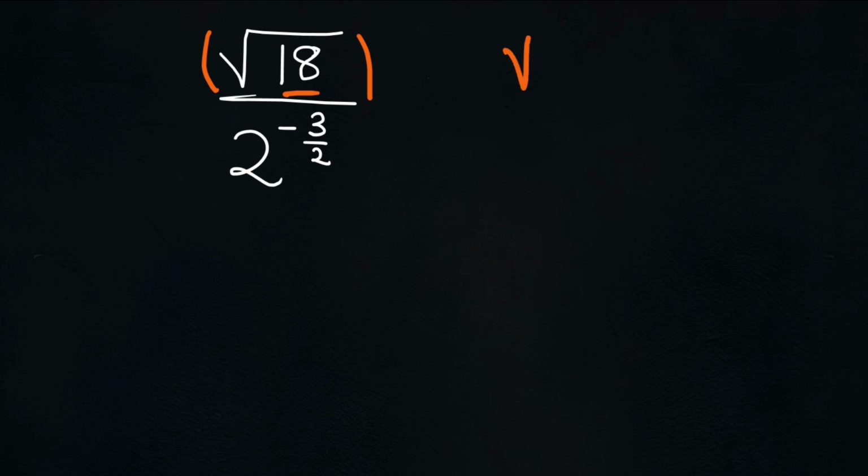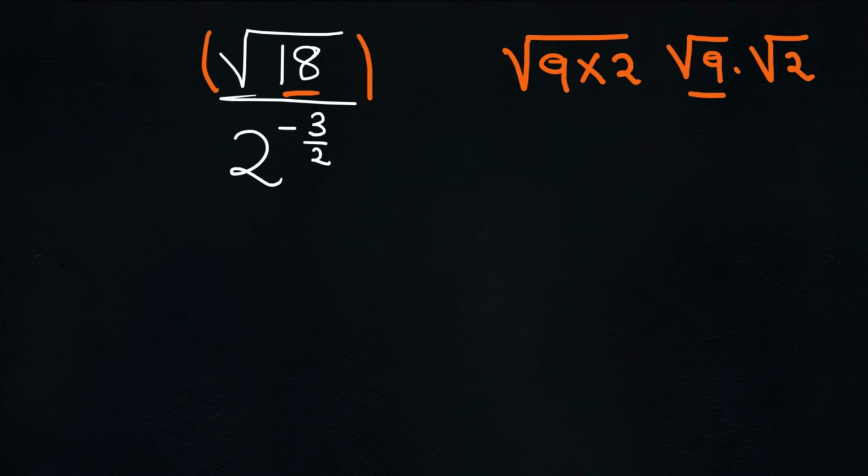So I'll write it as 9 multiplied by 2, which is also similar to square root of 9 multiplied by the square root of 2. And the square root of 9 we know is 3 multiplied by the square root of 2. So instead of writing square root of 18, we are going to write 3 multiplied by the square root of 2.